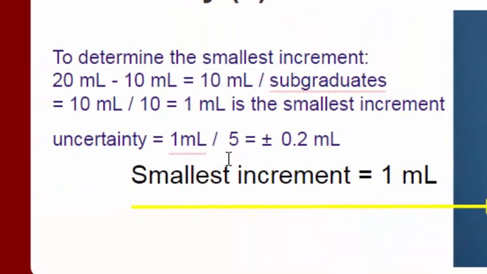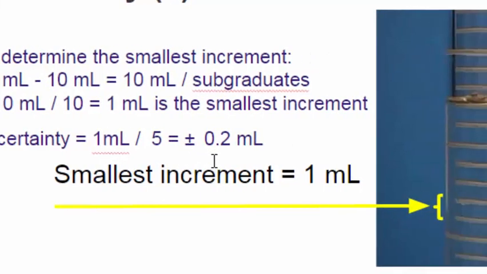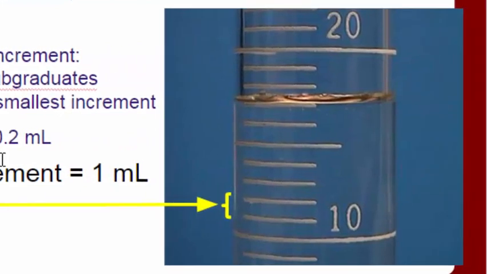We've got to divide that number by 5, and then it gives me a plus or minus value of 0.2. So basically I'm saying I can read somewhere between the lines, and the two of us, when we read it, should be within plus or minus 0.2 milliliters of each other. Ms. Backus, I've noticed in some books that they don't divide by 5, they divide by other numbers. Why is that? Is that correct?